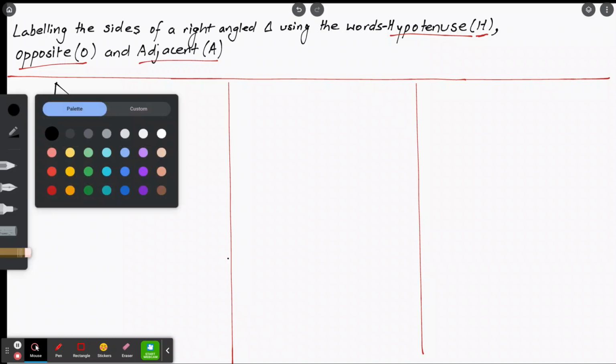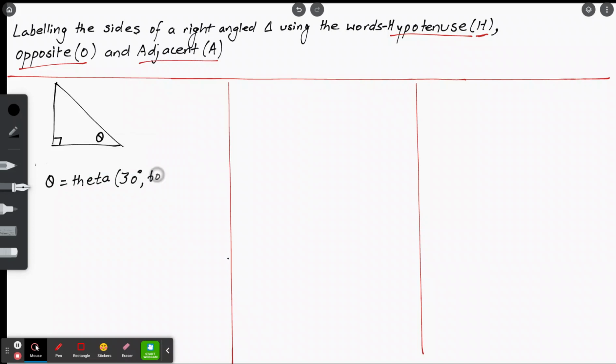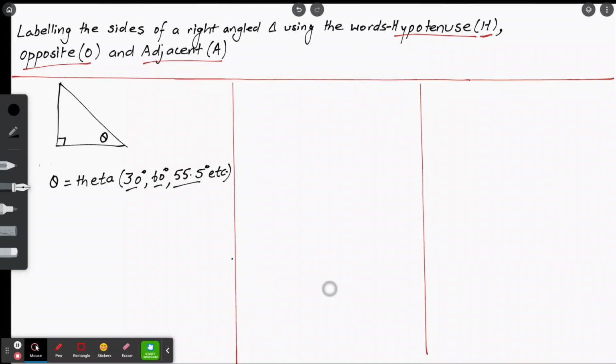So theta is very, very important in a right angled triangle when it comes to labeling the sides. Now, what actually is theta? Theta can be any angle other than the 90-degree angle in a right angled triangle. So it can be 30 degrees, 60 degrees, 55.5 degrees, 45 degrees; it can take any value.